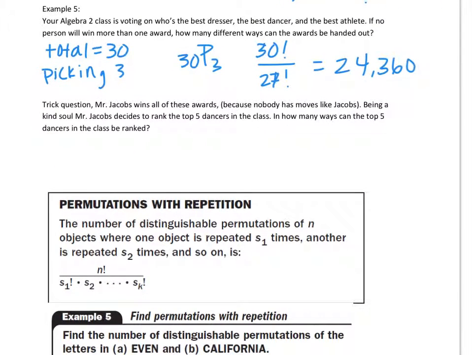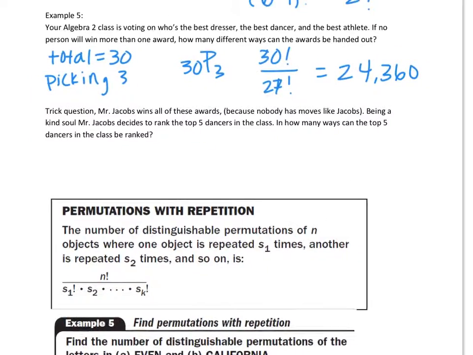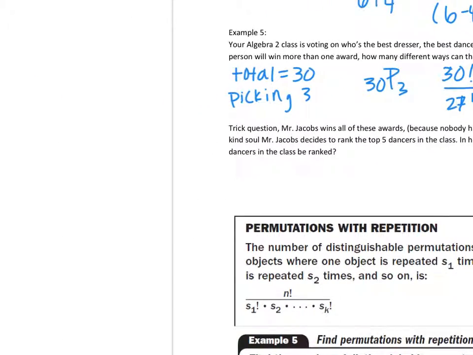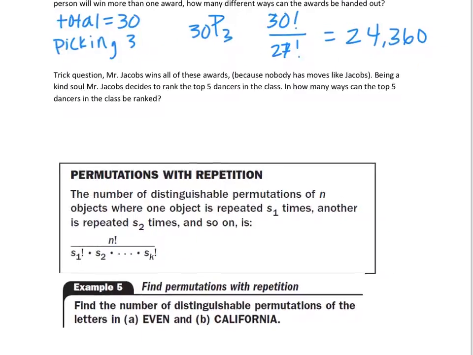All right. So here, instead of awarding these three, we are going to rank the top 5 dancers in the class. How many different ways can we rank those top 5 dancers? Well, we still have 30 kids in our class, we're going to say. And now instead of picking 3, we're going to rank 5 of them.